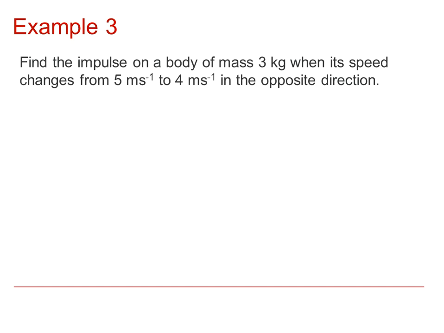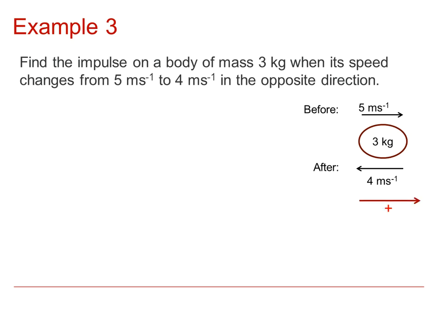And in the final example, then we have a question which asks us to find the impulse on a body of mass 3 kilograms when its speed changes from 5 meters per second in one direction to 4 meters per second in the opposite direction. So there we are with the diagram again, and also to indicate the positive direction. The impulse is equal to the change in momentum, so we can say that I is equal to mv minus mu.